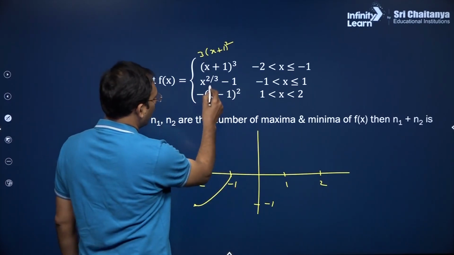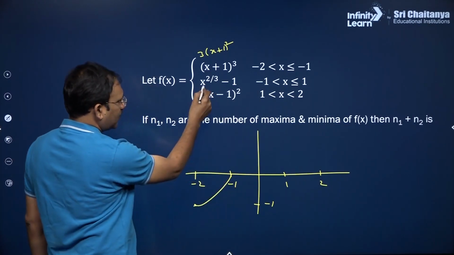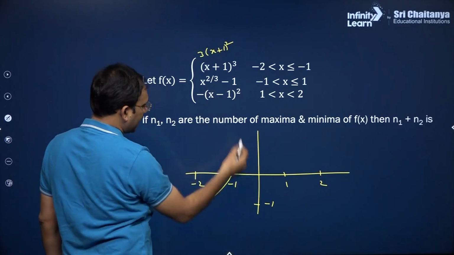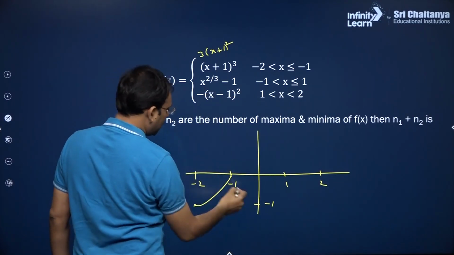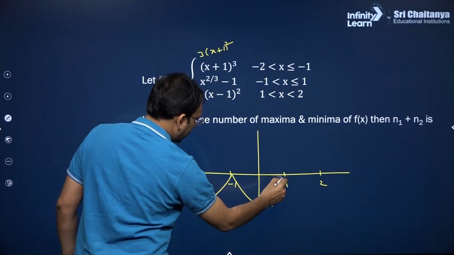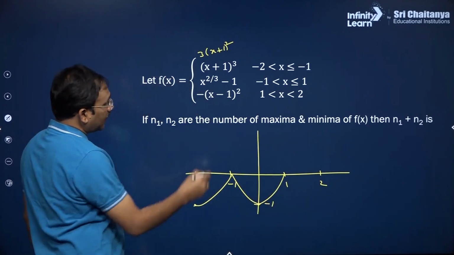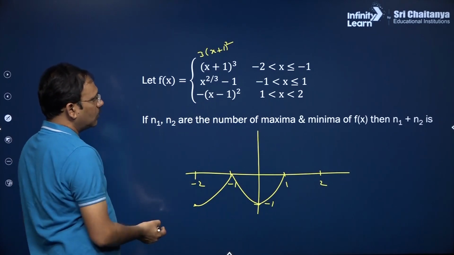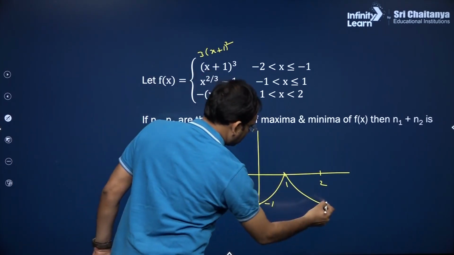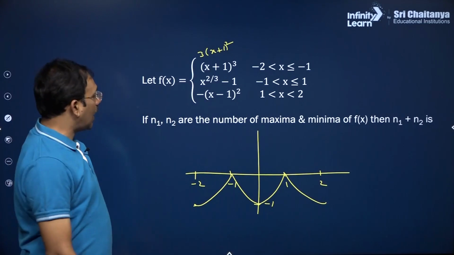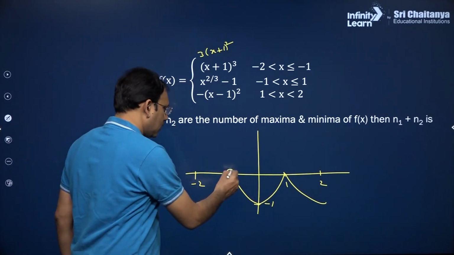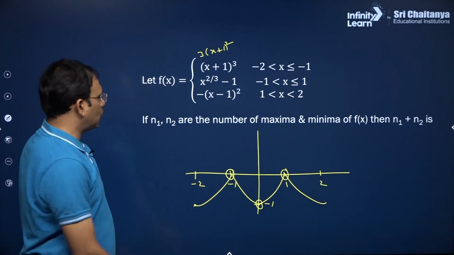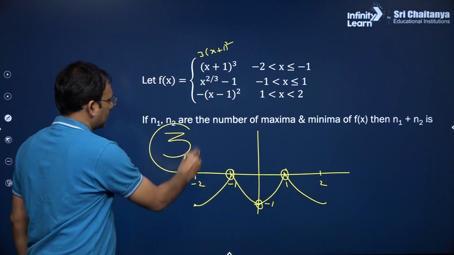and at minus 1 this becomes 0, increasing. Then from minus 1 to 1, if you put, my dear friends, minus 1, this becomes 0. If you put 1, it is again 0. At 0 it is minus 1, it comes down, then again it goes up. Then again from 1 to 2, if you put 1 it is 0, if you put 2 this is minus 1. This is the graph, my dear friends. Undoubtedly it has local maximum at 2 points, local minimum at 1 point. So, 2 plus 1, 3 is the answer, my dear friends.